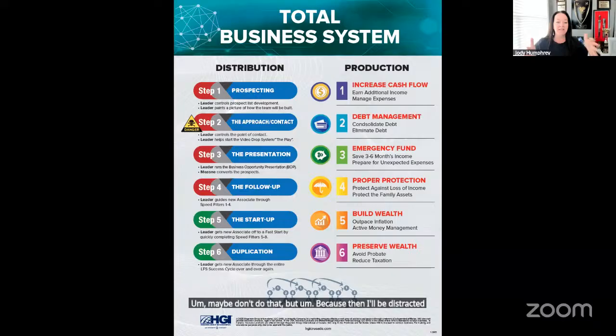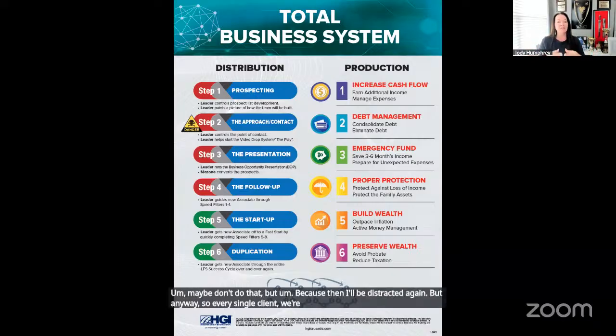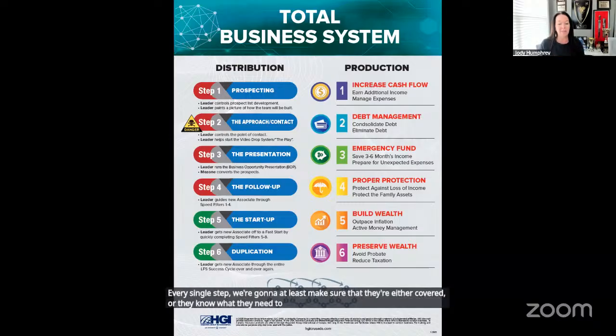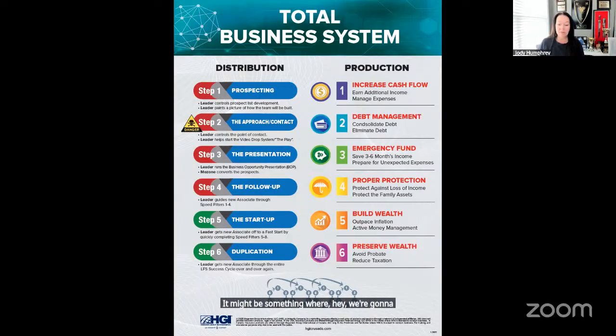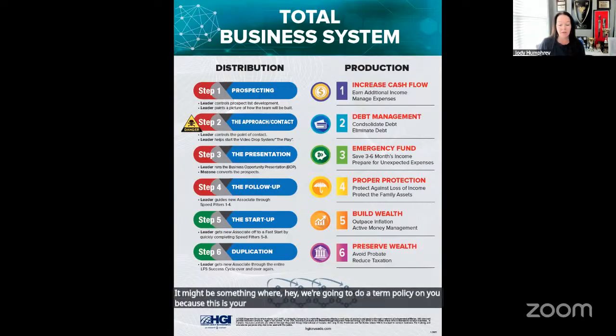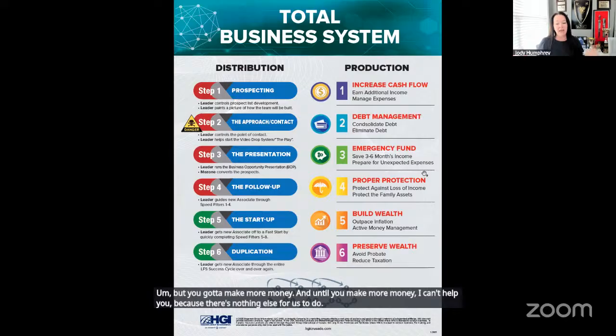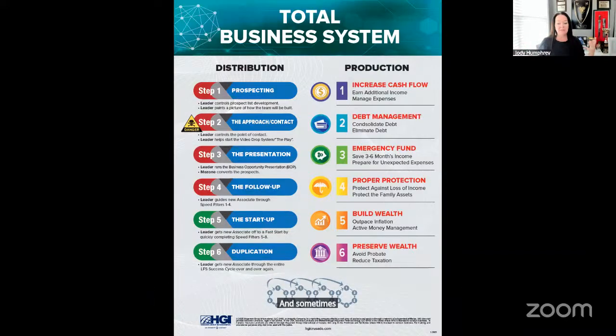But anyway, every single client, we're delivering this value of education. Every single step, we're going to at least make sure that they're either covered or they know what they need to do to get started. And again, we might not be able to fix all of their issues with our magic wand day one. It might be something where, hey, we're going to do a term policy on you because this is your catastrophic issue, but you've got to make more money. And until you make more money, I can't help you because there's nothing else for us to do. And sometimes that happens. And sometimes it's just what do we reposition? What does that look like?